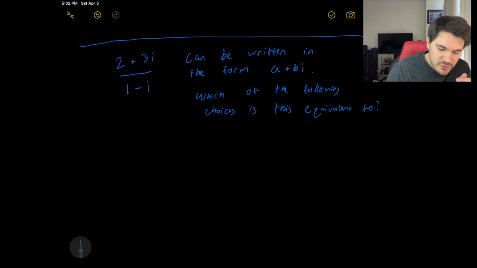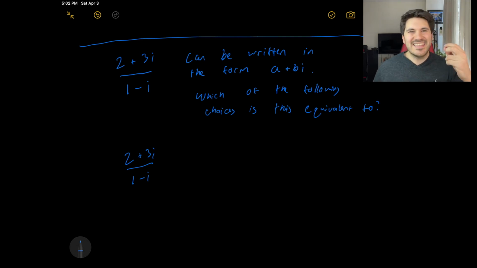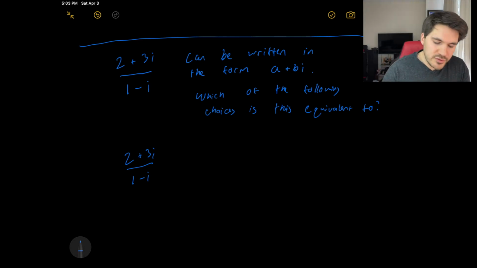So let's do it. So we've got 2 plus 3i over 1 minus i. And you're going to see why we have to multiply it by the conjugate. Because if we multiply the top and bottom by 1 minus i, the issue is we never really get it into that a plus bi form. When we multiply it by the conjugate, it ends up getting us to that form. So we're just going to multiply now the top and bottom by 1 plus i.